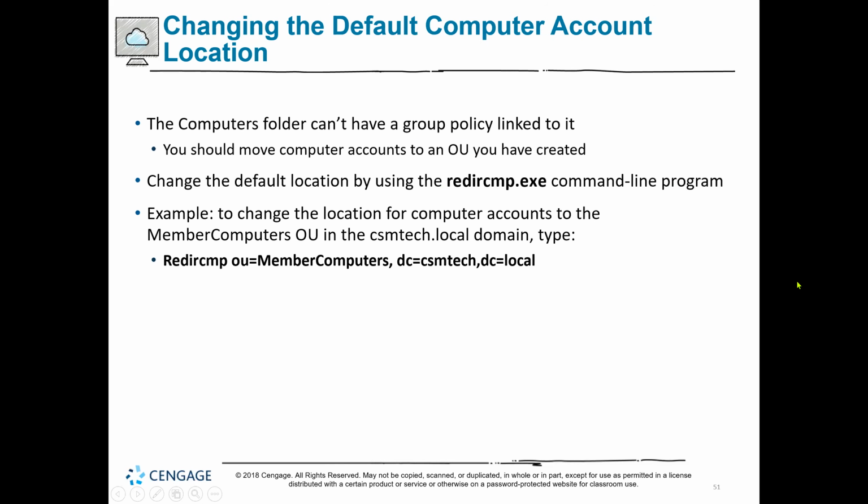Changing default computer account location. The Computers folder can't have a group policy linked to it. You should move computer accounts to an OU you have created. Change the default location by using the redircmp.exe command line program. Example, to change the location for computer accounts to the Member Computers OU in the CSM Tech local domain: redircmp OU=Member Computers,DC=CSM,DC=local. So I don't know if you know that DC means directory change.